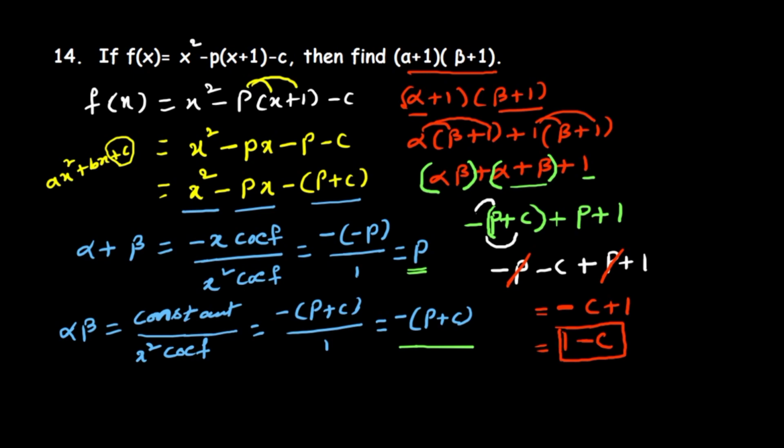Once you check, alpha plus 1 into beta plus 1 means alpha beta plus alpha plus beta plus 1. That is the main concept here. So that one we should write like: alpha plus beta we got as p, and alpha into beta is minus of p plus c.